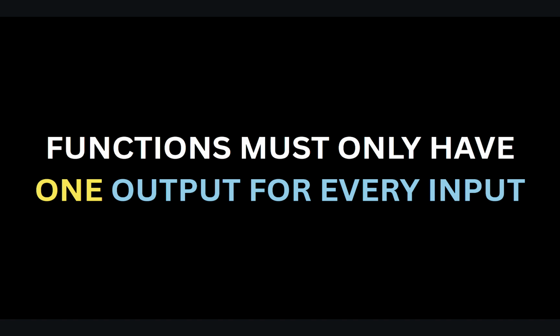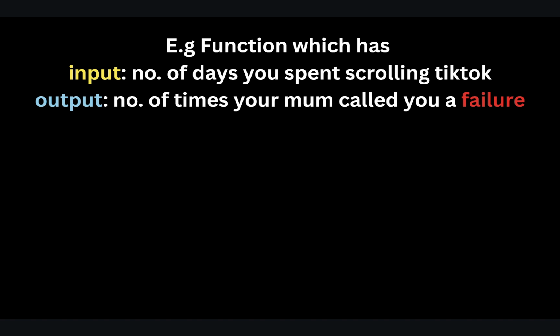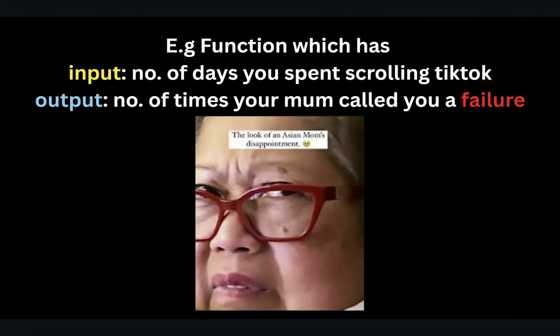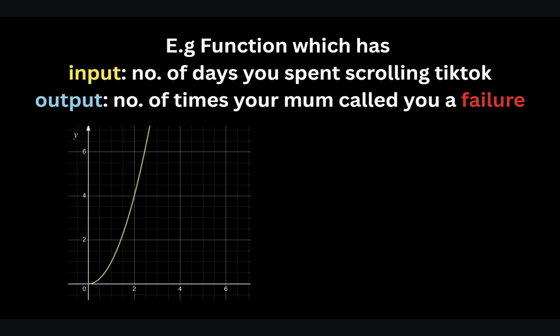Functions must only have one output for every input, and this is why. Consider this function. Your input is the number of days you spend scrolling TikTok. Output is the number of times your mom called you a failure. So, with this function, by plugging in the number of days you spend, we can know the number of times your mom called you a failure.